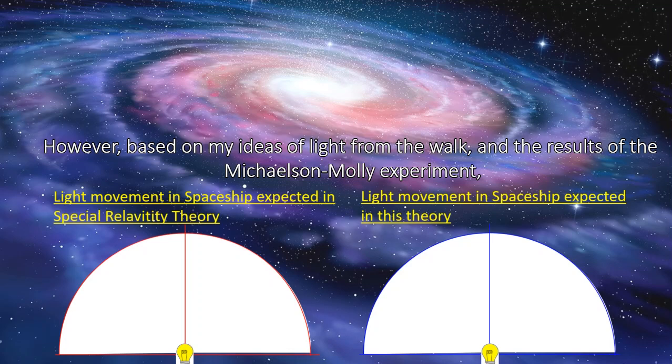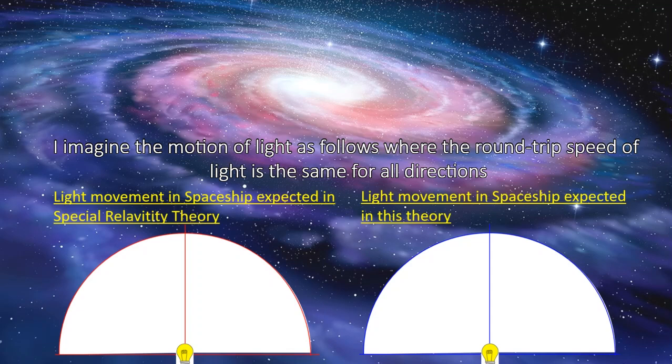However, based on my ideas of light from the walk, and the results of the Michelson-Morley experiment, I imagine the motion of light as follows, where the round-trip speed of light is the same for all directions.